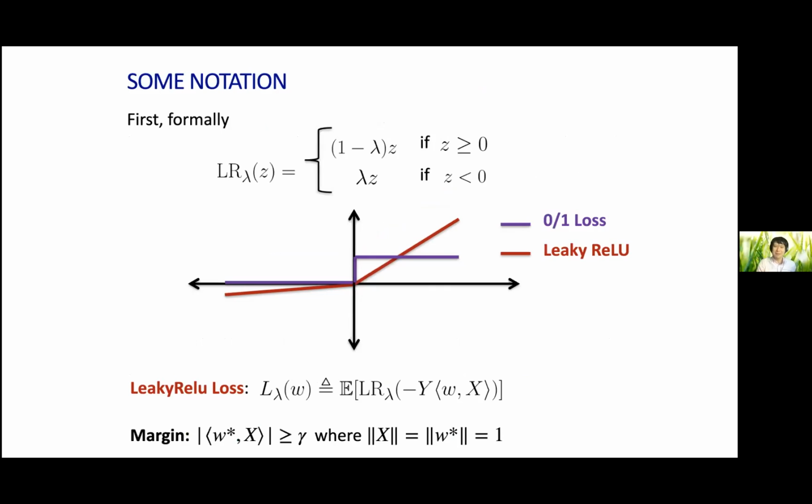For describing the proof, let's introduce some quick notation. I formally define the leaky-ReLU function: it's just a piecewise linear function with two different slopes on the negative and positive numbers. The leaky-ReLU loss, L sub lambda, denotes the averaged loss over the data. And what does a margin mean? It just means there are no points too close to the decision boundary. Gamma is a parameter, and within a little strip of width gamma around the decision boundary, we don't allow any points to be there. That assumption, like I said, is not essential, but we'll have it because it simplifies the proof.